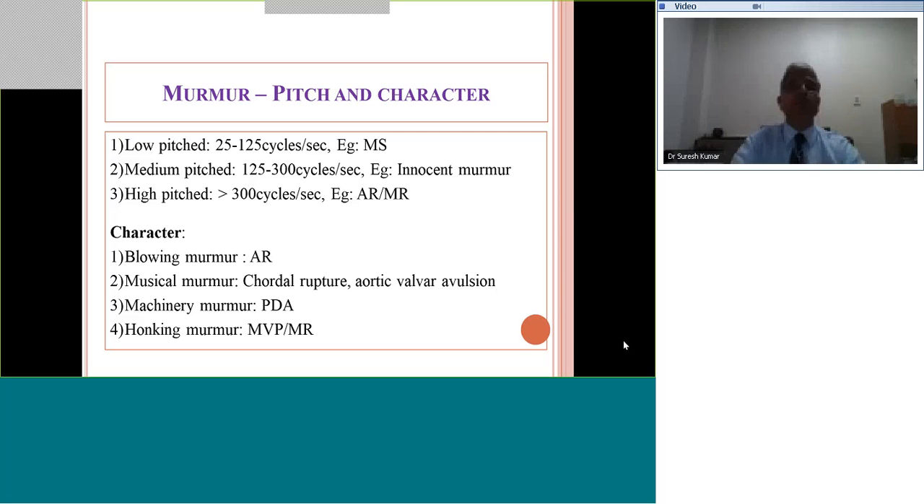You have the blowing murmur of aortic regurgitation, the musical murmur related to cord rupture, the machinery murmur of PDA, the honking murmur of mitral valve prolapse.